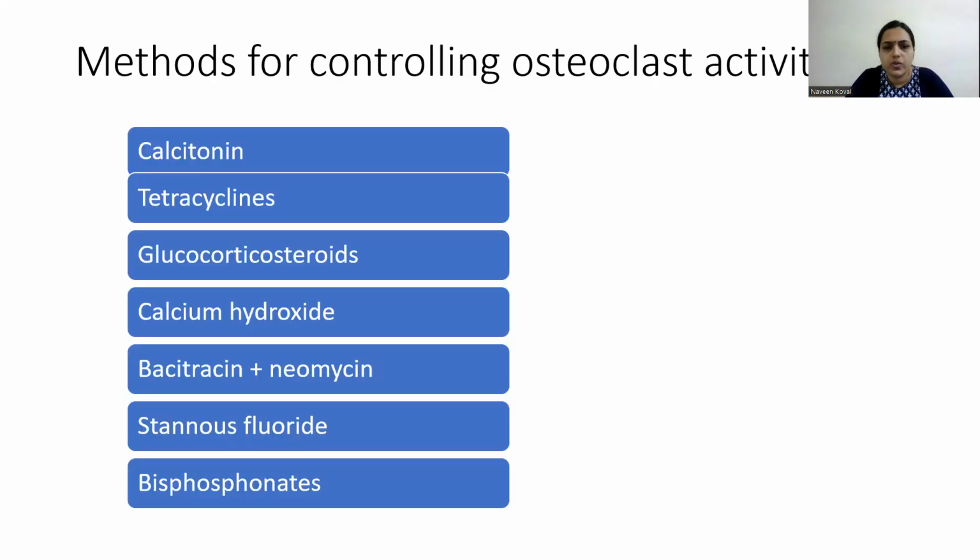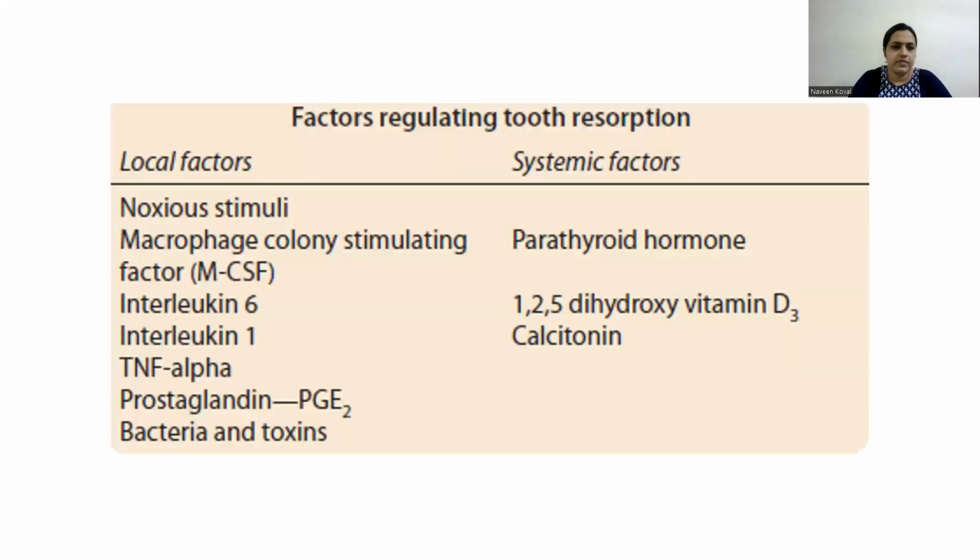Then methods for controlling osteoclastic activity include calcitonin, tetracycline, medications like glucocorticosteroids, calcium hydroxide, bacitracin, neomycin combinations, stannous fluoride, bisphosphonates. All these act against the resorption, or control the osteoclastic activity.